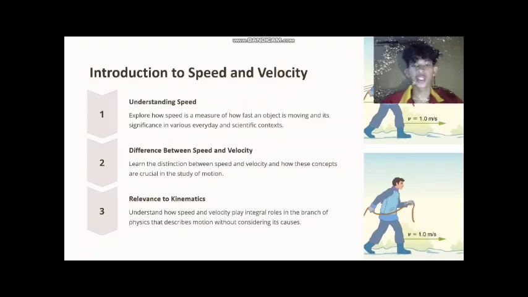Difference between speed and velocity. Learn the distinction between speed and velocity and how these concepts are crucial in the study of motion. Number 3. Relevance to kinematics. Understand how speed and velocity play integral roles in the branch of physics that describes motion without considering its causes.